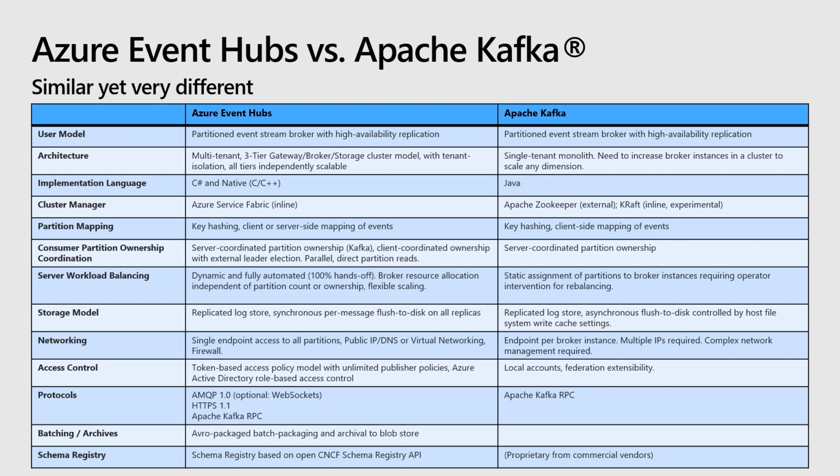User model, so the user model is the same. It's a partitioned event stream broker with high availability replication. The architecture, however, already differs. Event Hubs is a multi-tier, multi-tenant broker system, while Kafka is a single-tenant monolith that you have to use external software with for managing it and for setting it up and for bundling it into a cluster. Like all of that stuff is already done for us.